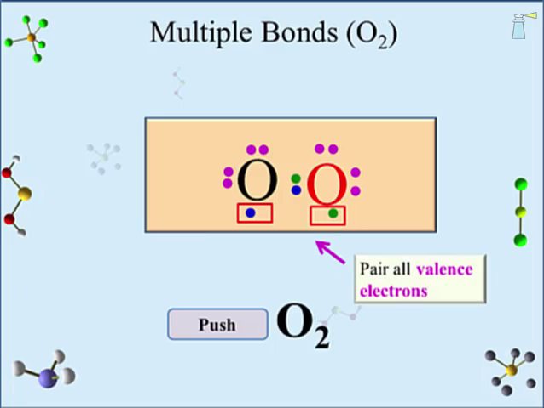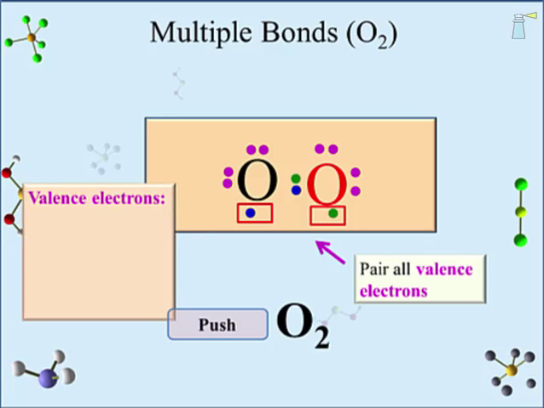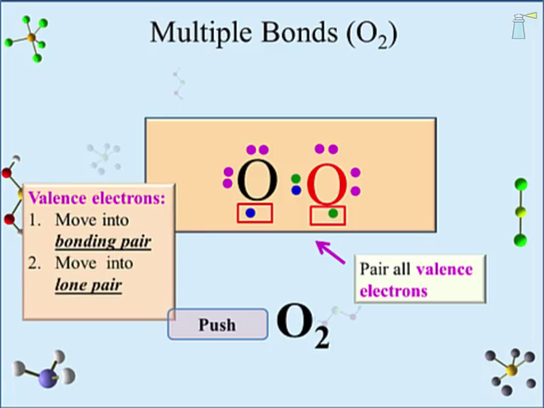For almost all structures at this level of chemistry, we will be pairing all valence electrons. In other words, we're not done pushing electrons. Since this is our first structure in which we had single unpaired electrons, we should review our options. We can move valence electrons, but only if we move them into a bonding pair or move them into a lone pair. Moving them into a bonding pair will let both atoms count them towards the fulfillment of the octet rule.